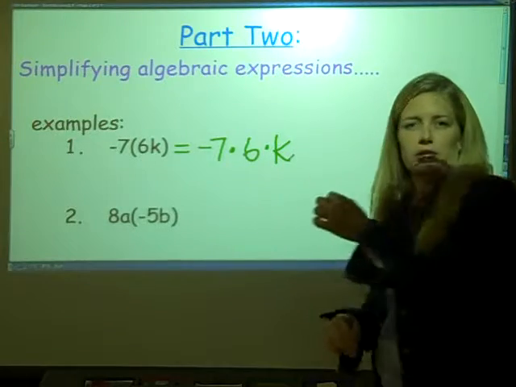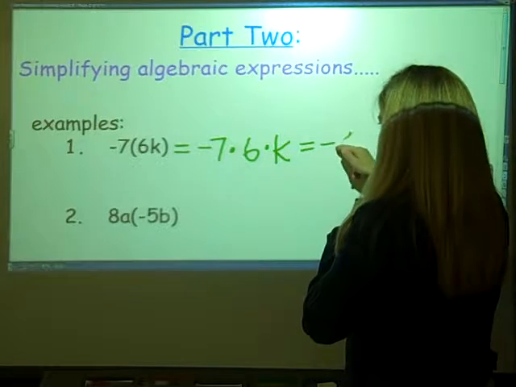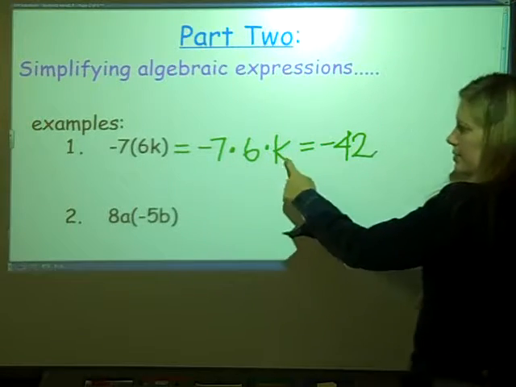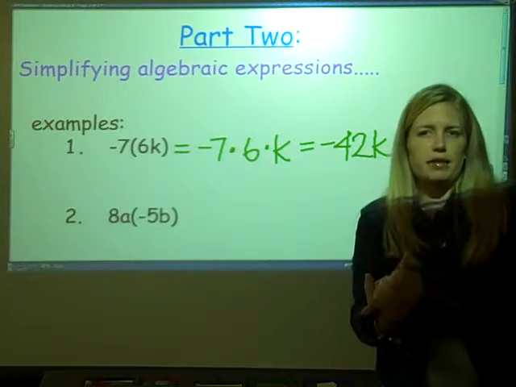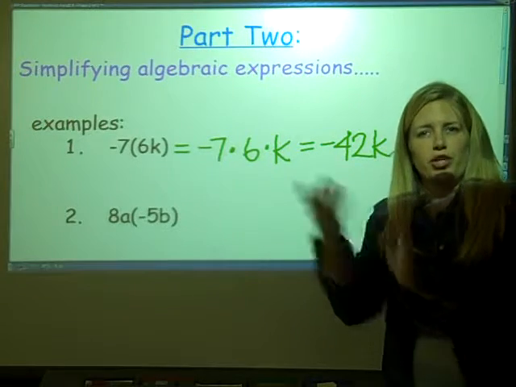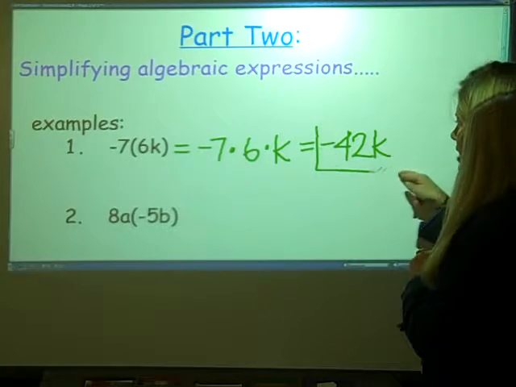The numbers you can multiply. Negative 7 times 6 is negative 42 times k. We don't know what k is, so we just put it right next to it. We don't put a dot in between a number and the variable. When they're right next to each other, this means multiplication. So our answer is negative 42k.